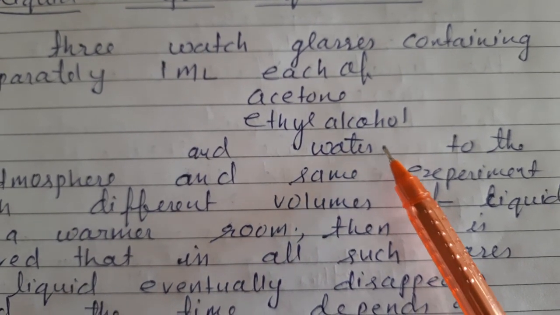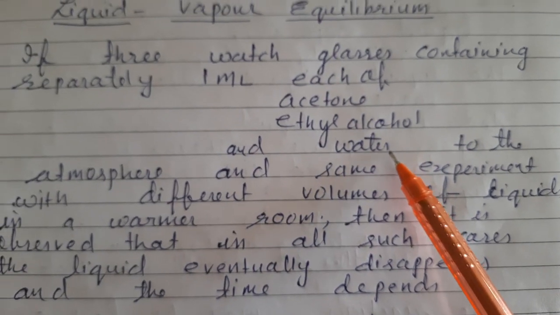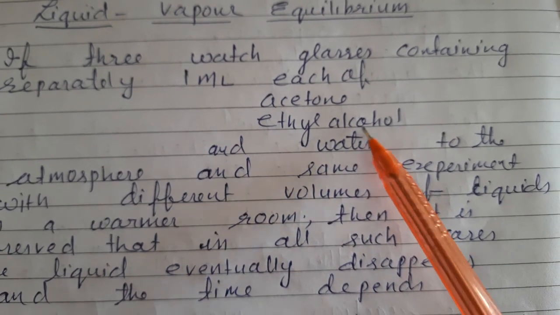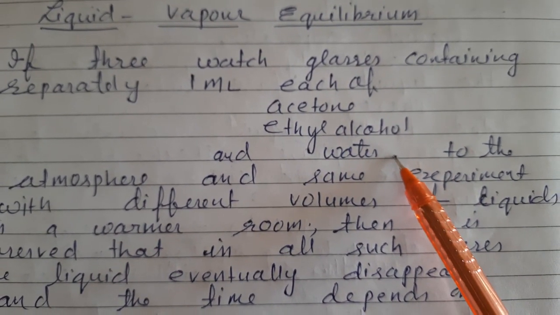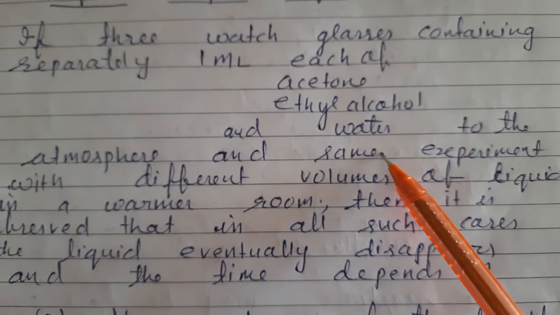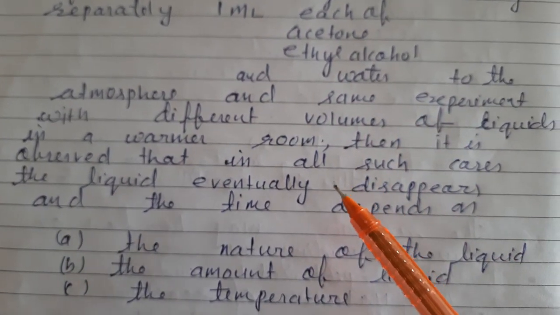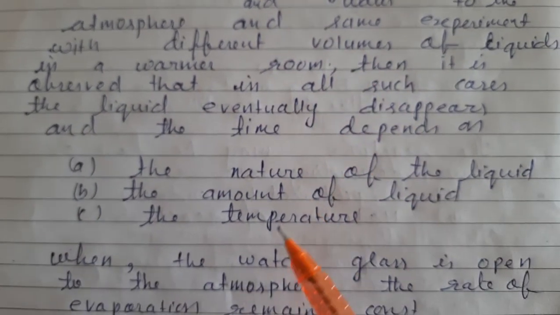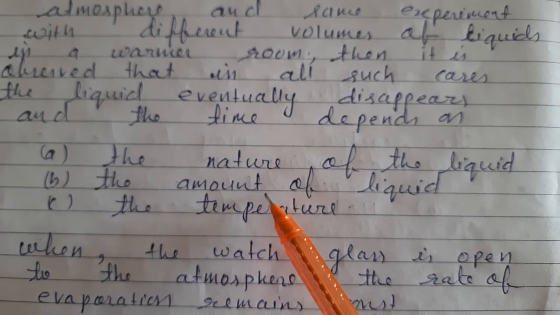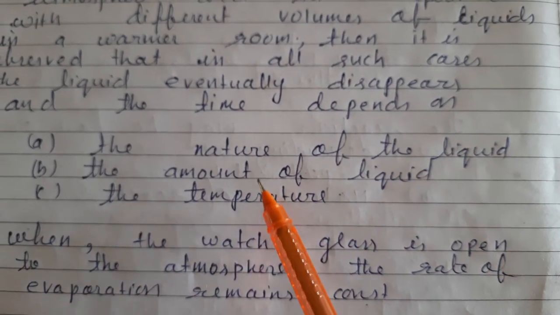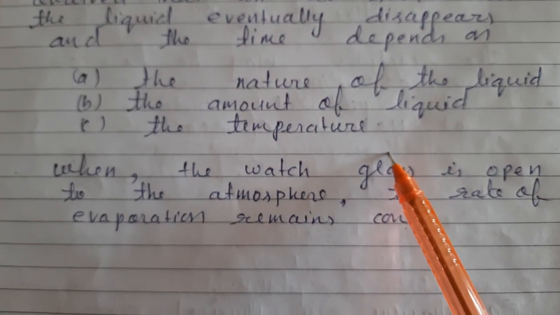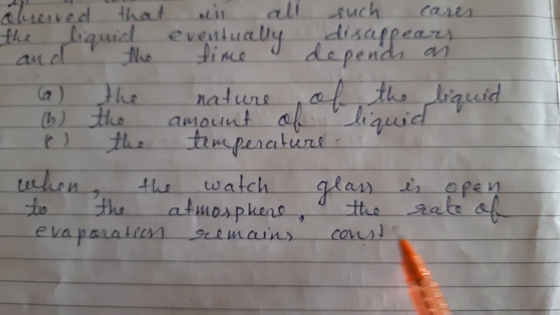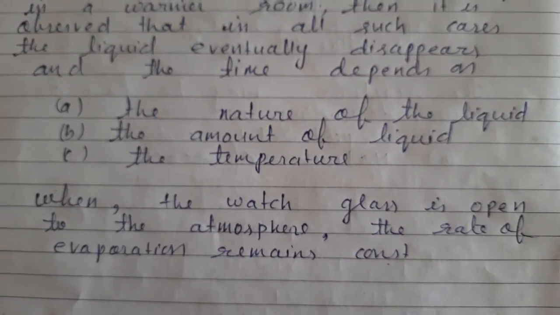As the surrounding is open, the liquid will evaporate, vapor will be formed, and it will go to the surrounding because it is not a closed vessel; it is kept in the open air. The same experiment, if done in a warmer room with different volumes taken, shows that everything depends upon the nature of the liquid, the amount of the liquid, and the temperature we are providing. When the watch glass is open to the atmosphere, the rate of evaporation remains constant.